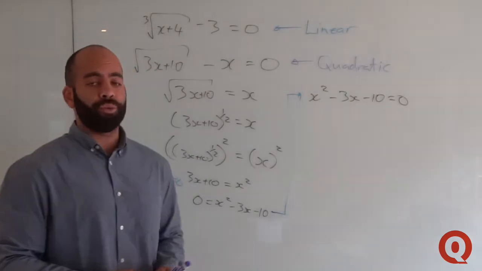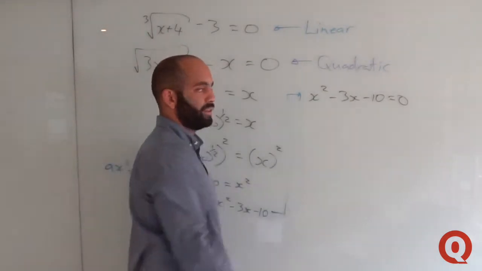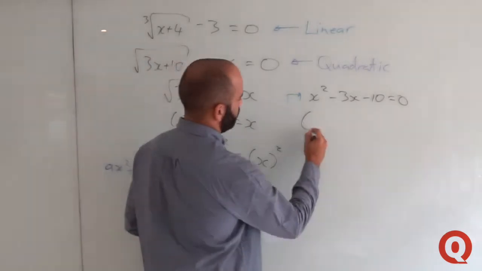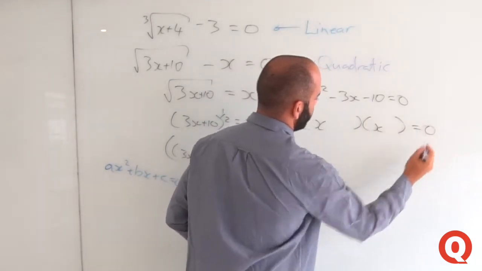So you've got it in a form that's much more comfortable for you to work with, and now we can factorize this and get our actual solution to this expression, which would be x equals 0.